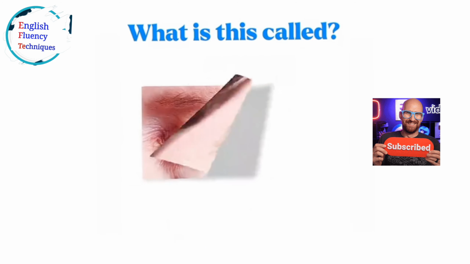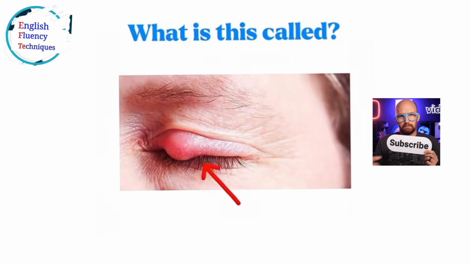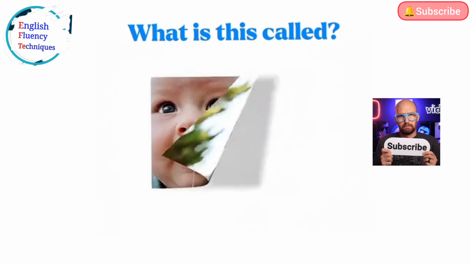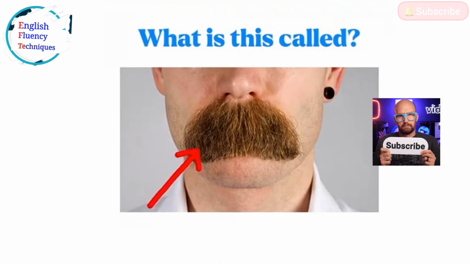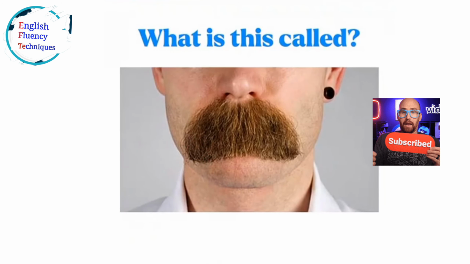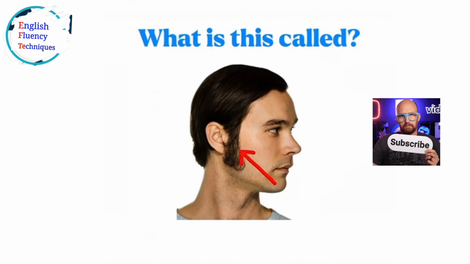What is this called? Frenula. What is this called? Sty. What is this called? Drool. What is this called? Mustache. What is this called? Sideburns.